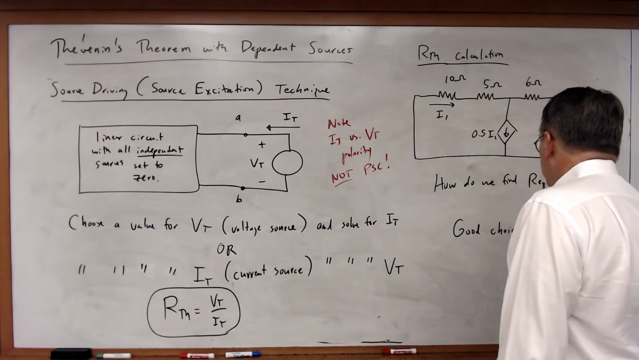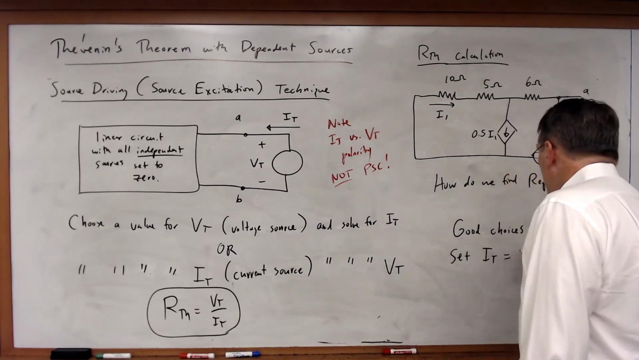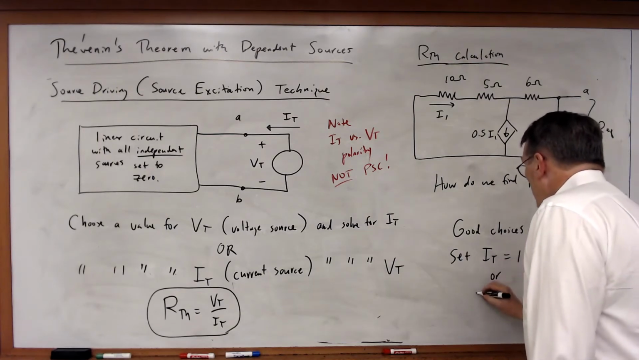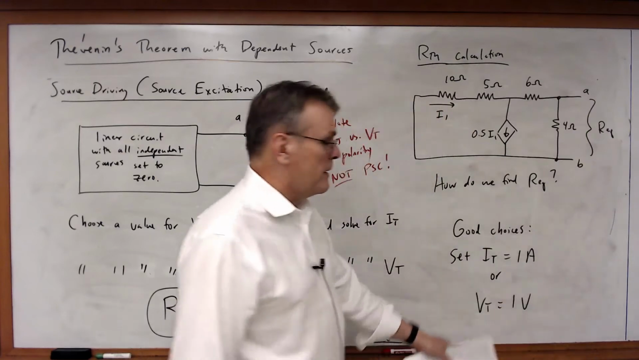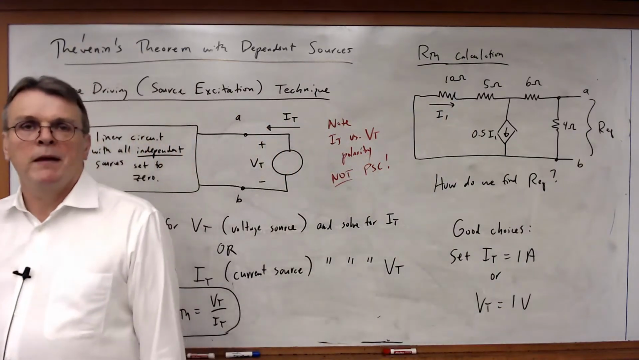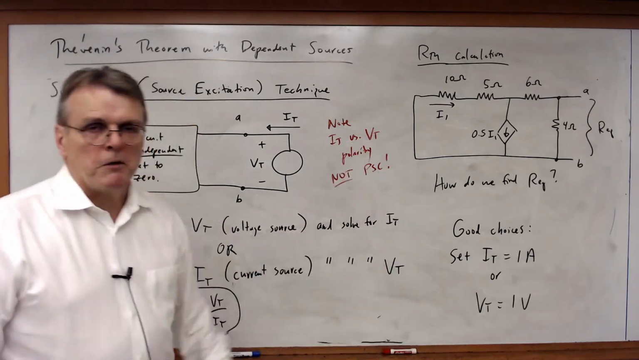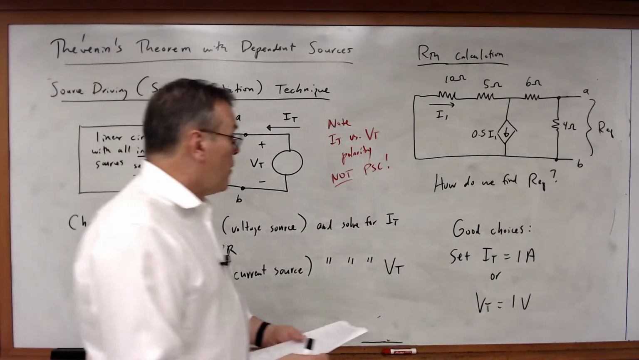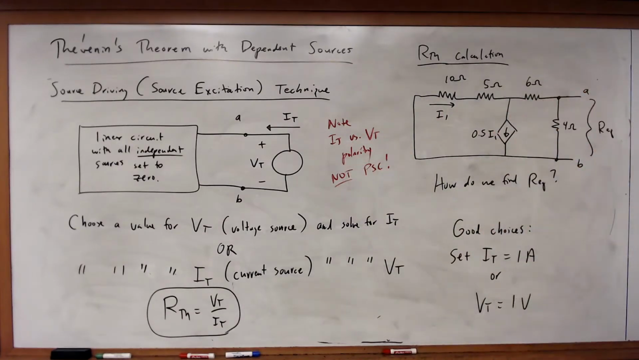And what most people will do is set IT equal to 1 amp or VT equal to 1 volt. I can use any number I want. Why not use 1 amp or 1 volt? That just makes the math a little bit easier. And so typically that's what people will do. So let's go and let's apply source driving to this circuit. Okay.